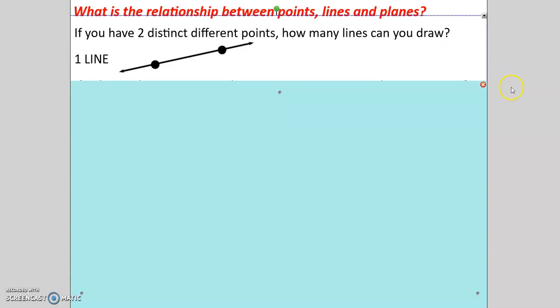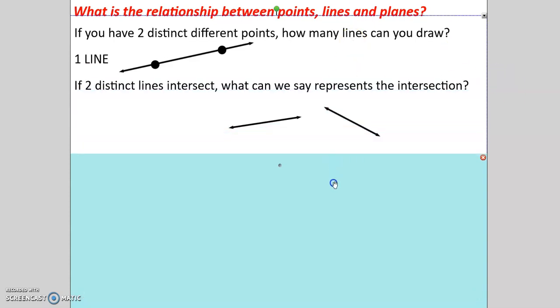Okay? The next case: if I have two distinct lines intersecting, what can I say about the intersection? I just made these two lines intersect right there. What would be the vocab word to describe where they intersect? How about 1 point, right? At 1 point, I can have the intersection of two lines.